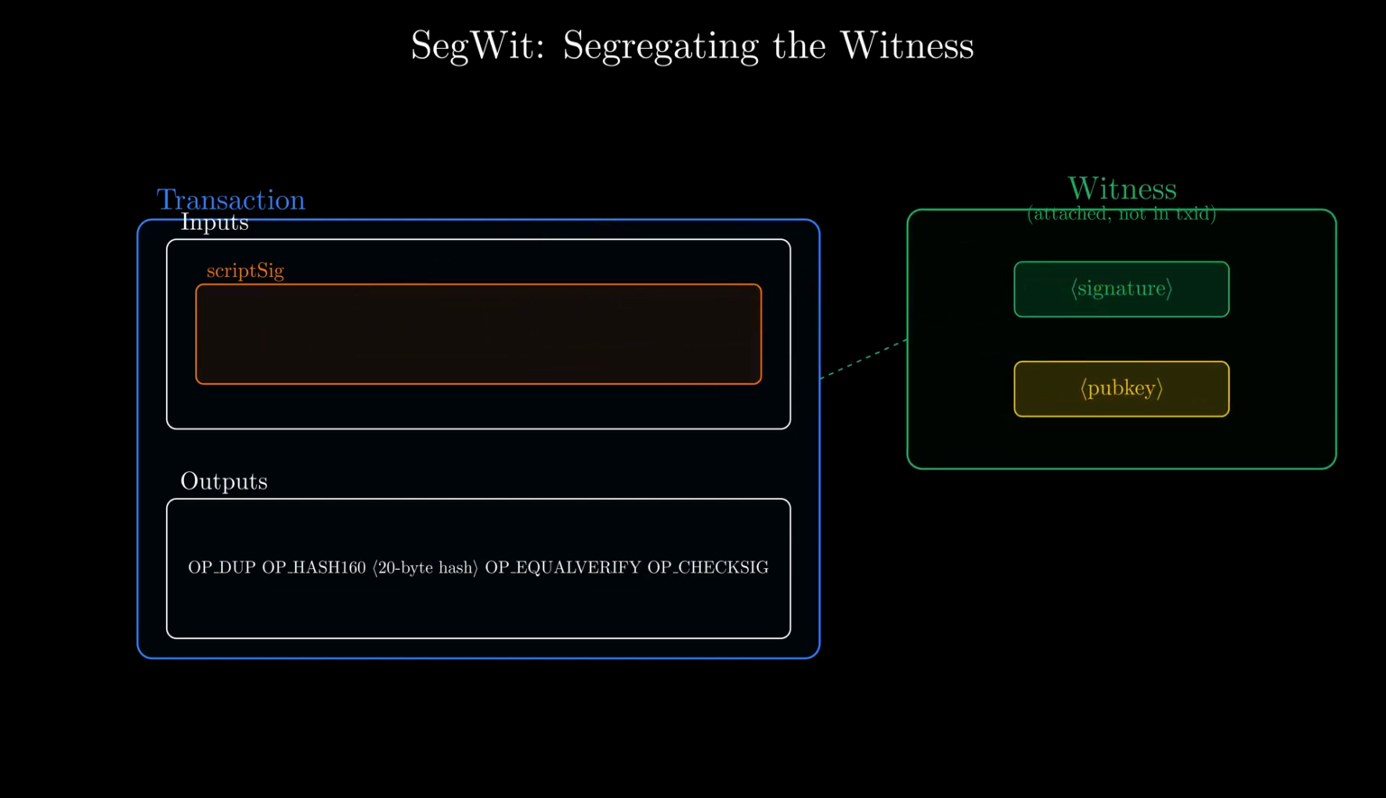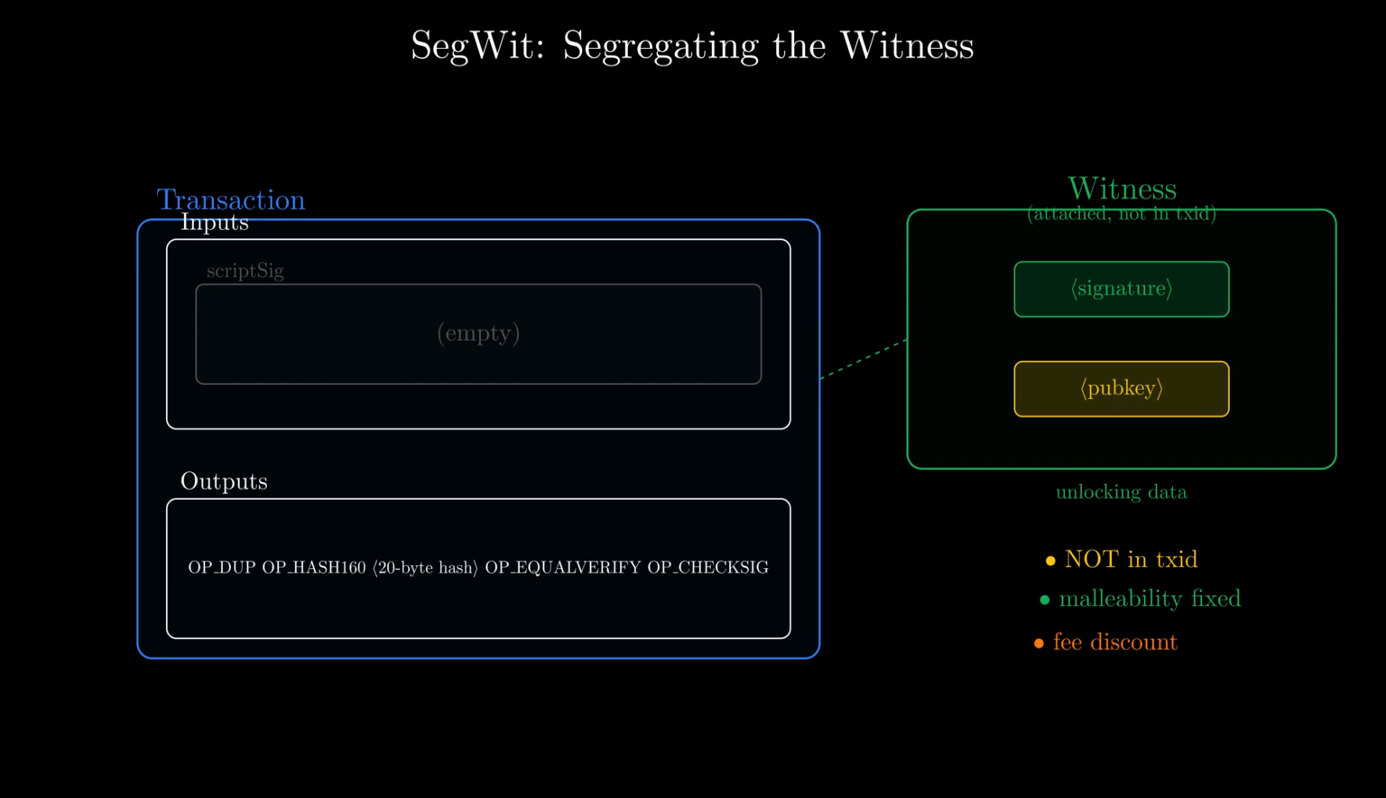The witness. The input itself becomes empty. ScriptSig is blank for native SegWit spends. The witness sits alongside the transaction, carrying the unlocking data, but it's not part of the transaction ID computation. That single change kills signature malleability. Third parties can't tweak signatures to alter transaction IDs anymore. It also enables a fee discount because witness bytes count less toward the new weight limit.